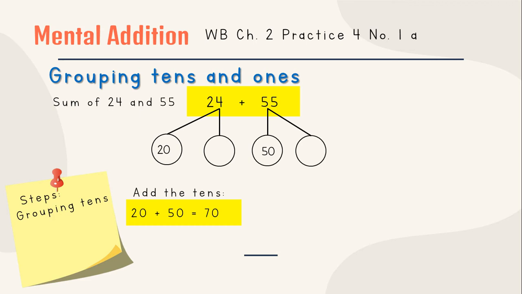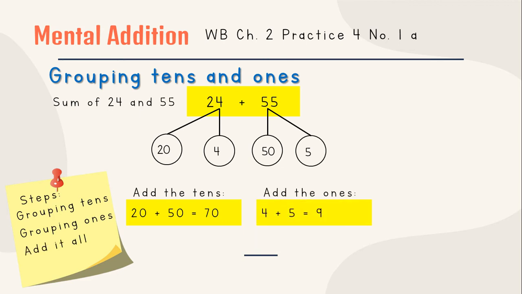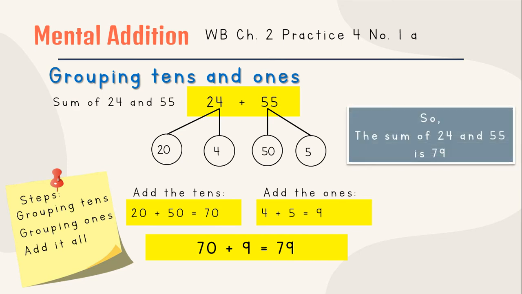So 20 plus 50 equals 70, and then we go to grouping ones. So what is the ones in 24? 4. And 5 in 55. Add the ones. So 4 plus 5 is 9, and then add it all, 79. The solution for this number 1A is 79. Now that is for our grouping tens and ones.